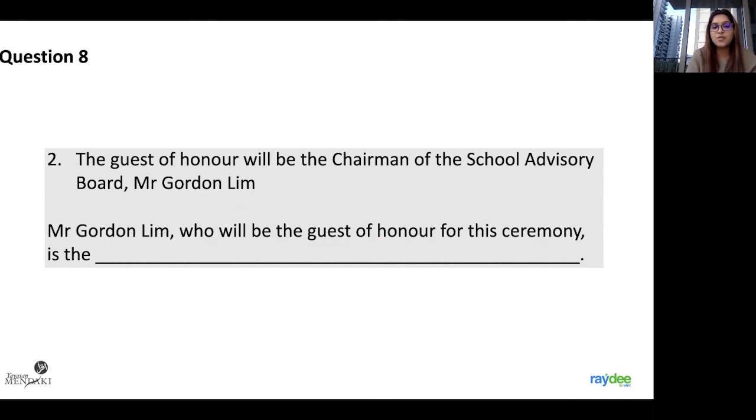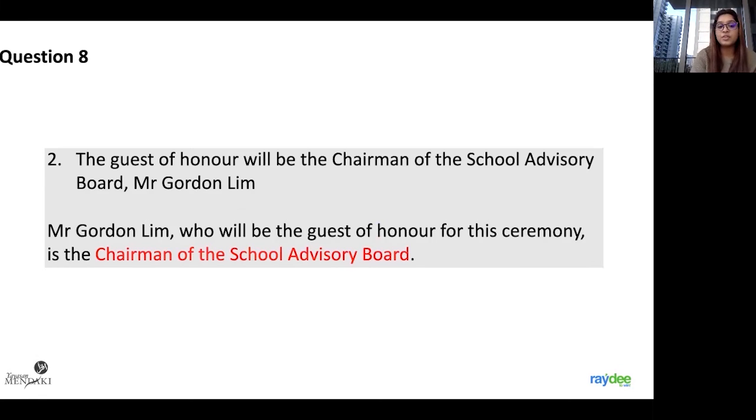The next one, the guest of honor will be chairman of the school advisory board, Mr. Gordon Lim. Mr. Gordon Lim, who will be the guest of honor for this ceremony, is the chairman of the school advisory board. In this part, you must tell the students you don't lift, because the name of the chairperson is already given, Mr. Gordon Lim. All we have to focus on is who he is, or what his position is. So Mr. Gordon Lim, who will be the guest of honor for this ceremony, is the chairman of the school advisory board.